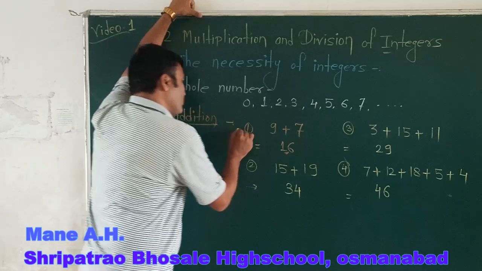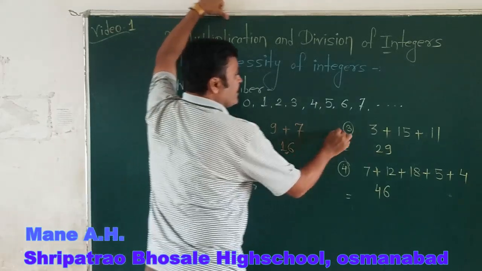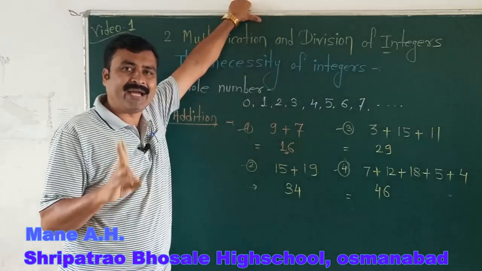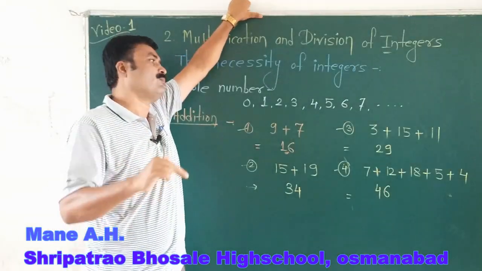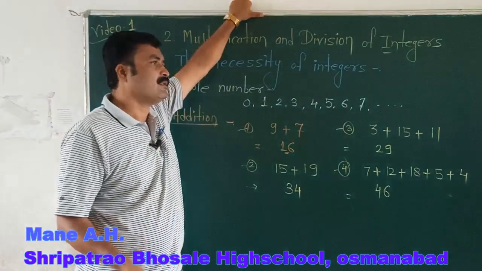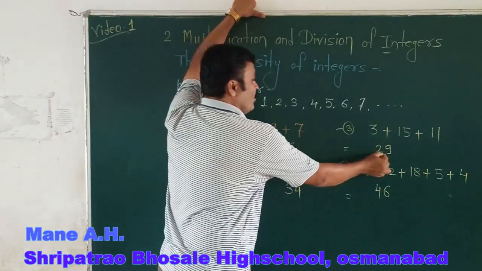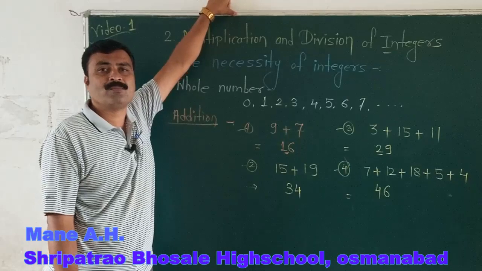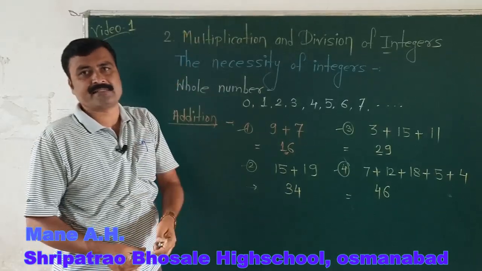Now from these 4 examples, I am making a basic statement here. If you add 2 or more than 2 whole numbers, the answer, that is the sum of those numbers, always belongs to the group of whole numbers.